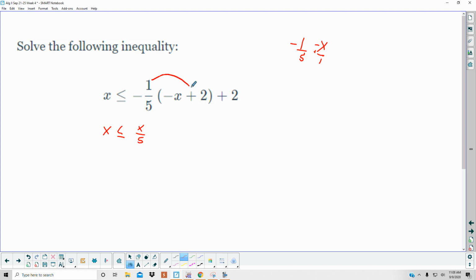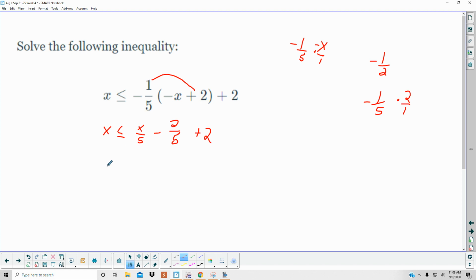This negative 1/5 has to multiply to the 2. So that would be minus negative 1/5 times 2. Think of it over 1. You're just multiplying straight across. So that would be 2/5. And this plus 2 is still there. This negative 1/5 only goes for what's in the parenthesis. It doesn't distribute out here to the 2.